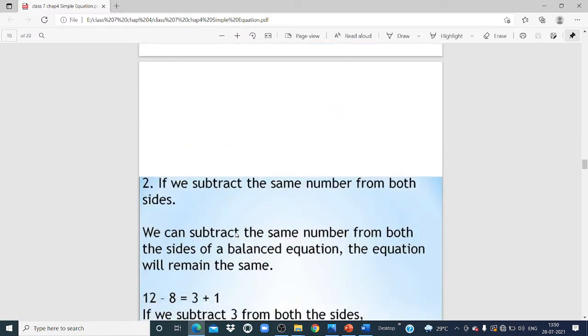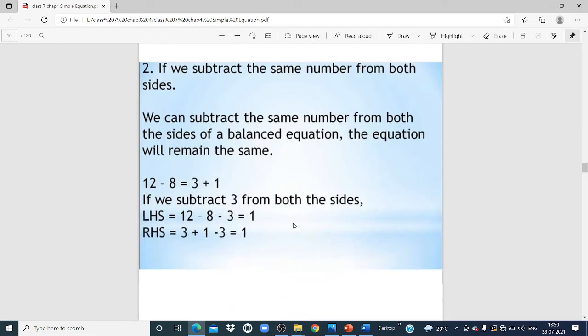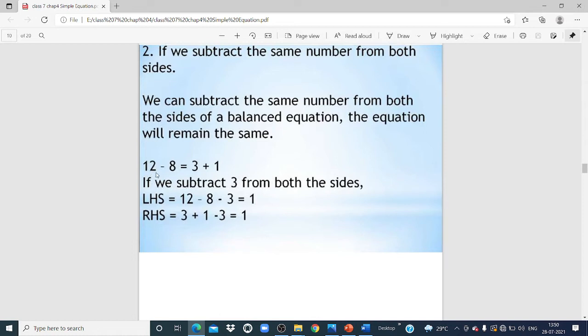Let's come to the next one. If we subtract a number from the equation, we have to subtract the same number from both sides. We can subtract the number from both sides of the balanced equation, and again the equation will remain the same. 12 minus 8 is equal to 3 plus 1.